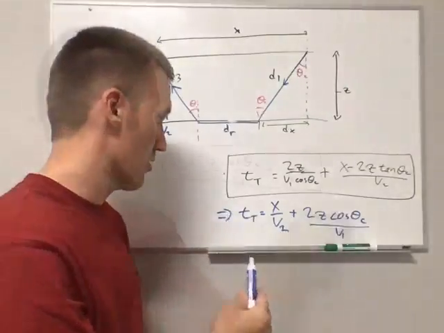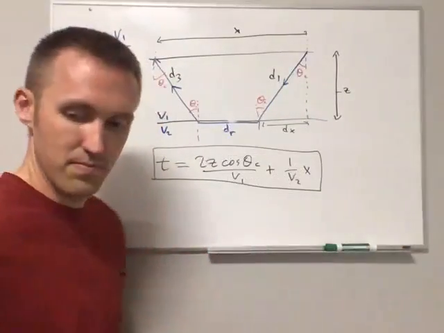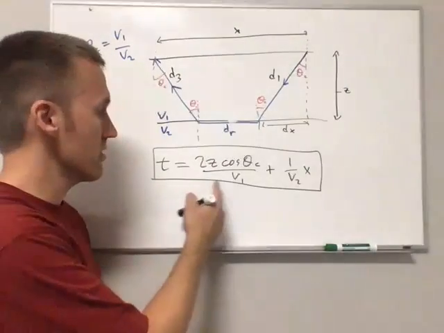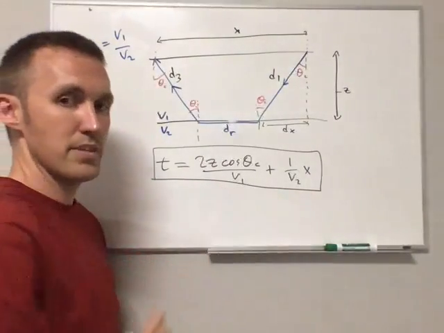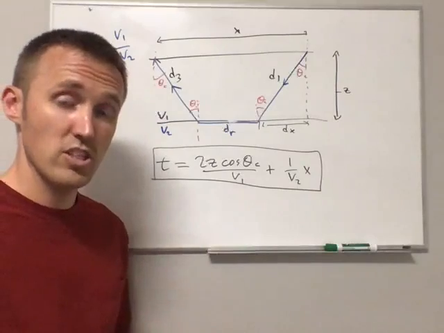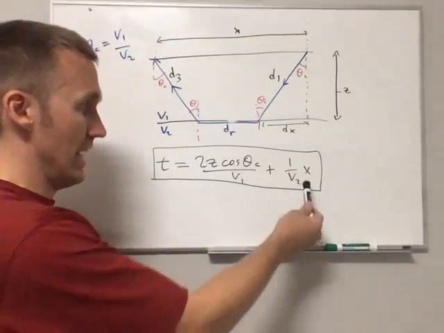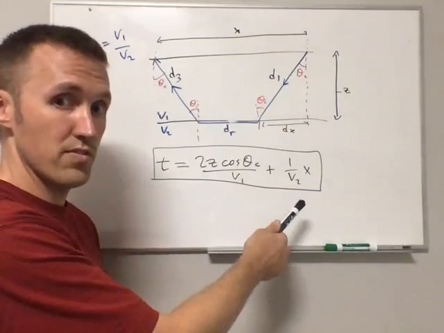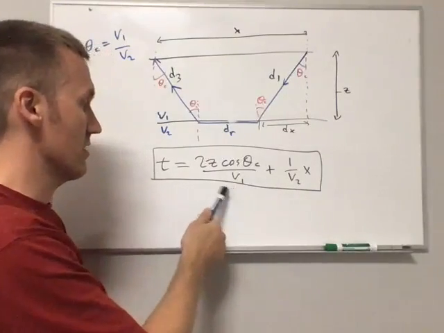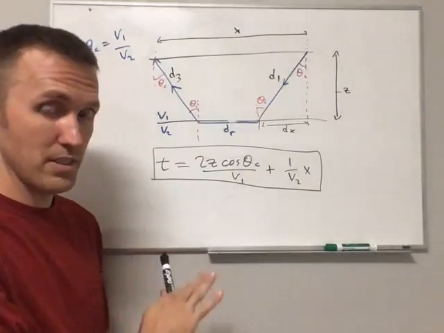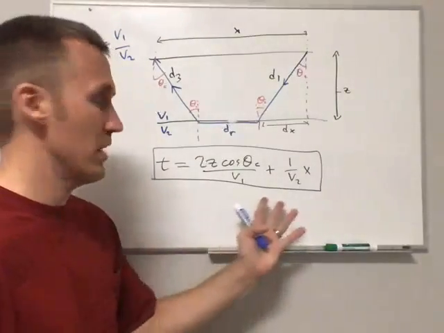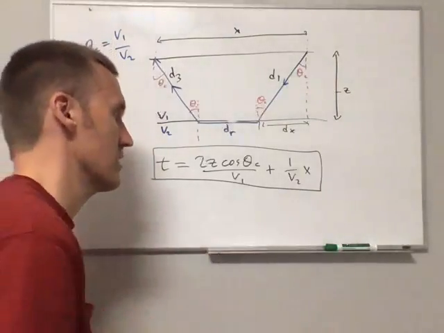But now what does this look like? Because what is this? We have something equals something plus something times x. This is the equation of a straight line. X times its slope, in this case 1 over v2, plus a constant. This is the exact same thing as y equals mx plus b. And I'm sorry, I've written the constant first, b plus mx. Constant plus slope times x.